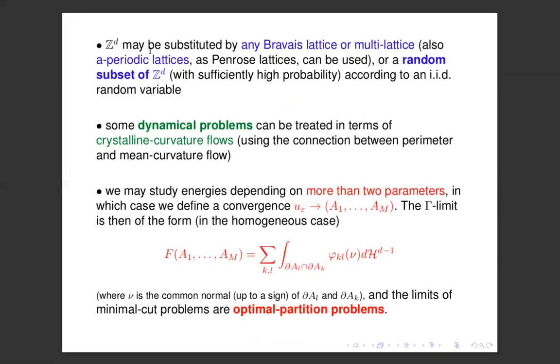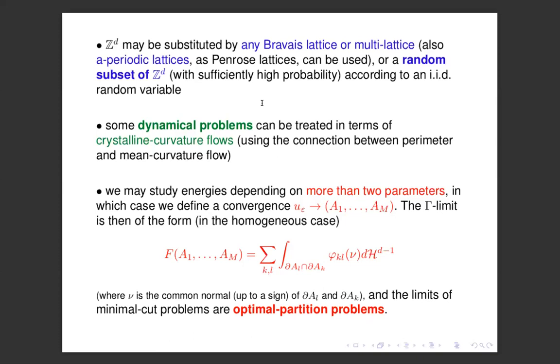Well, the ZD is not very important. You can have any Bravais lattice or even multilattice, and also some aperiodic lattice like Penrose tilings and so on, or even randomly chosen subsets of ZD. You can choose with an IID random variable a set in ZD, as long as you have sufficiently high probability of having points chosen. And this is, again, a good lattice where to define a limit perimeter.